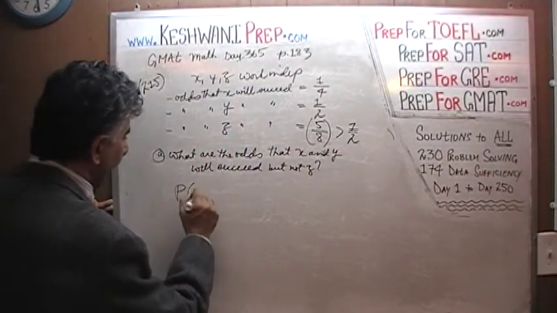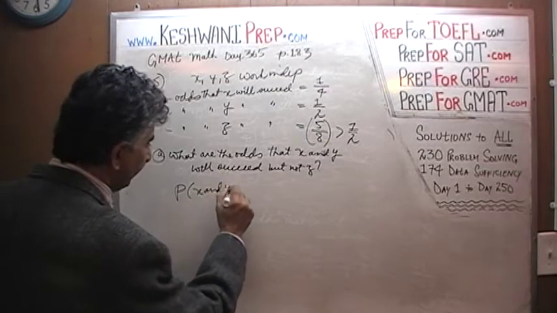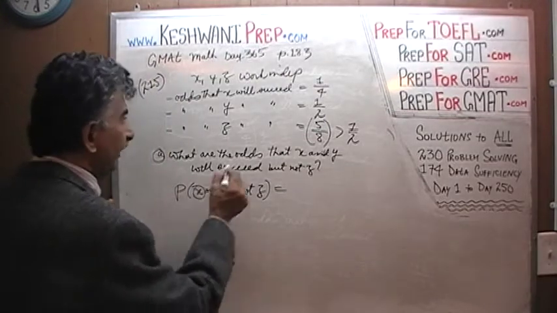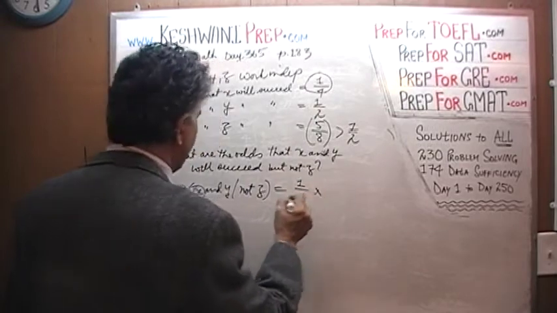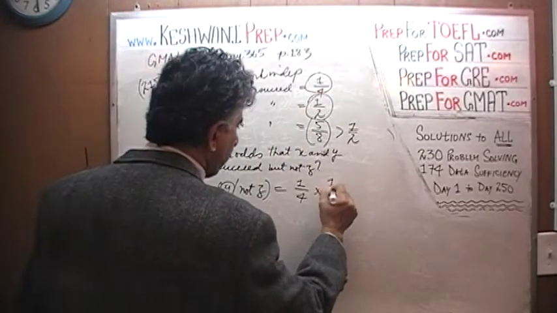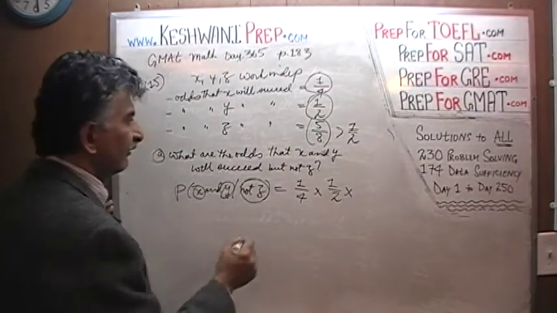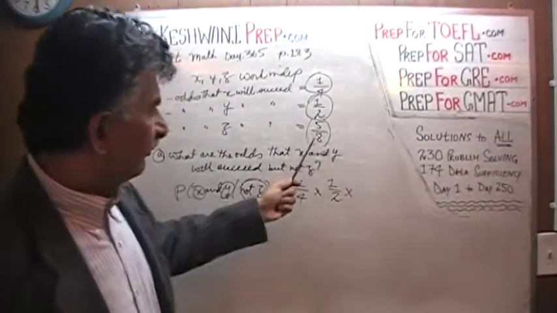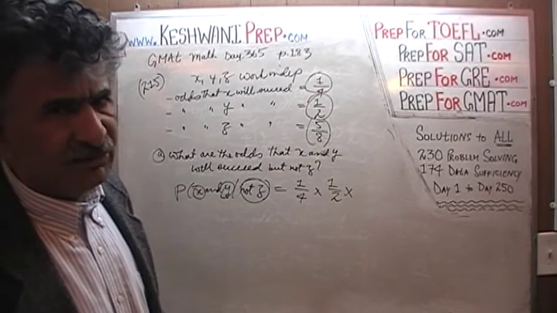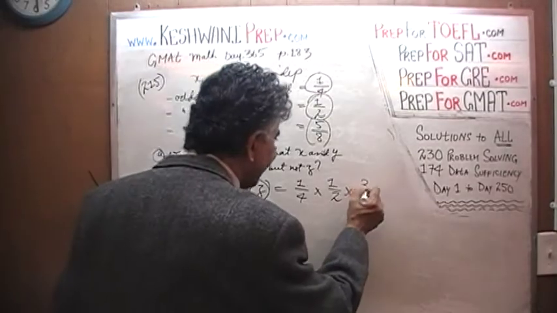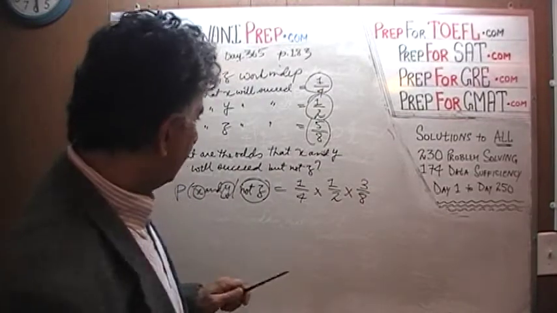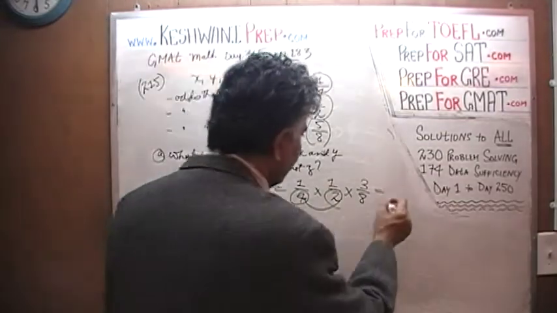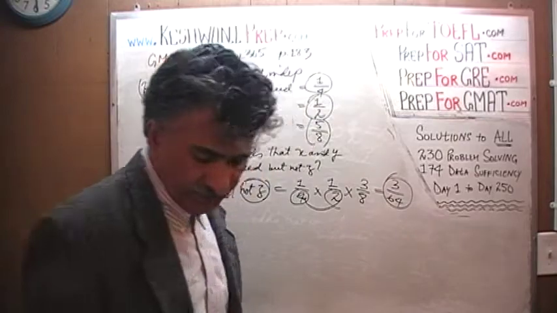The odds that X and Y will succeed, but not Z, the same as before, we just did that. The odds that X will succeed is 1/4. The odds that Y will succeed is 1/2. And the odds that Z will not succeed is going to be, rather not 3/5, because he has a 5/8 chance of being successful, therefore he has a 3/8 chance of not being successful. And that's all it is. 4 times 2 is 8, and 8 times 8 is 64, so it's 3 out of 64. A very low probability.